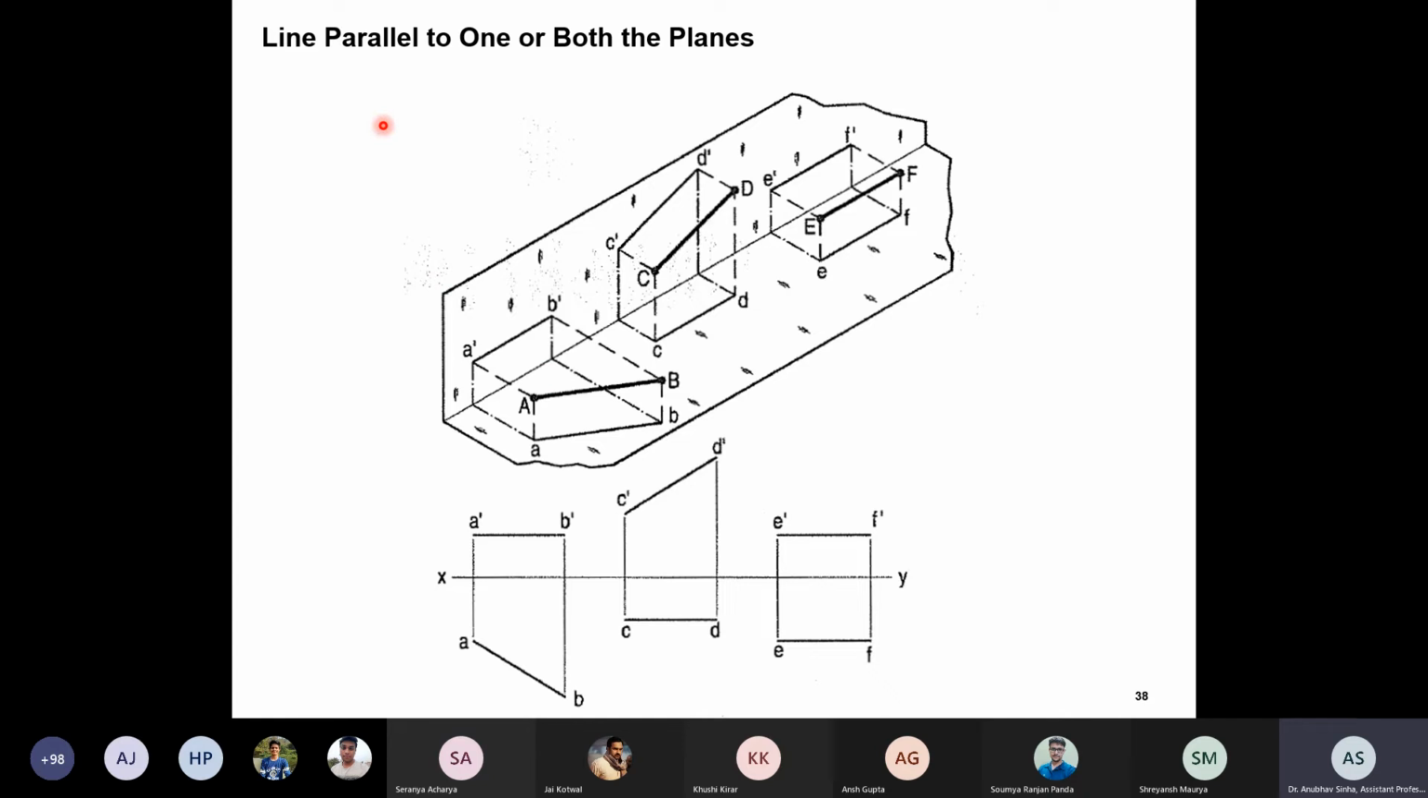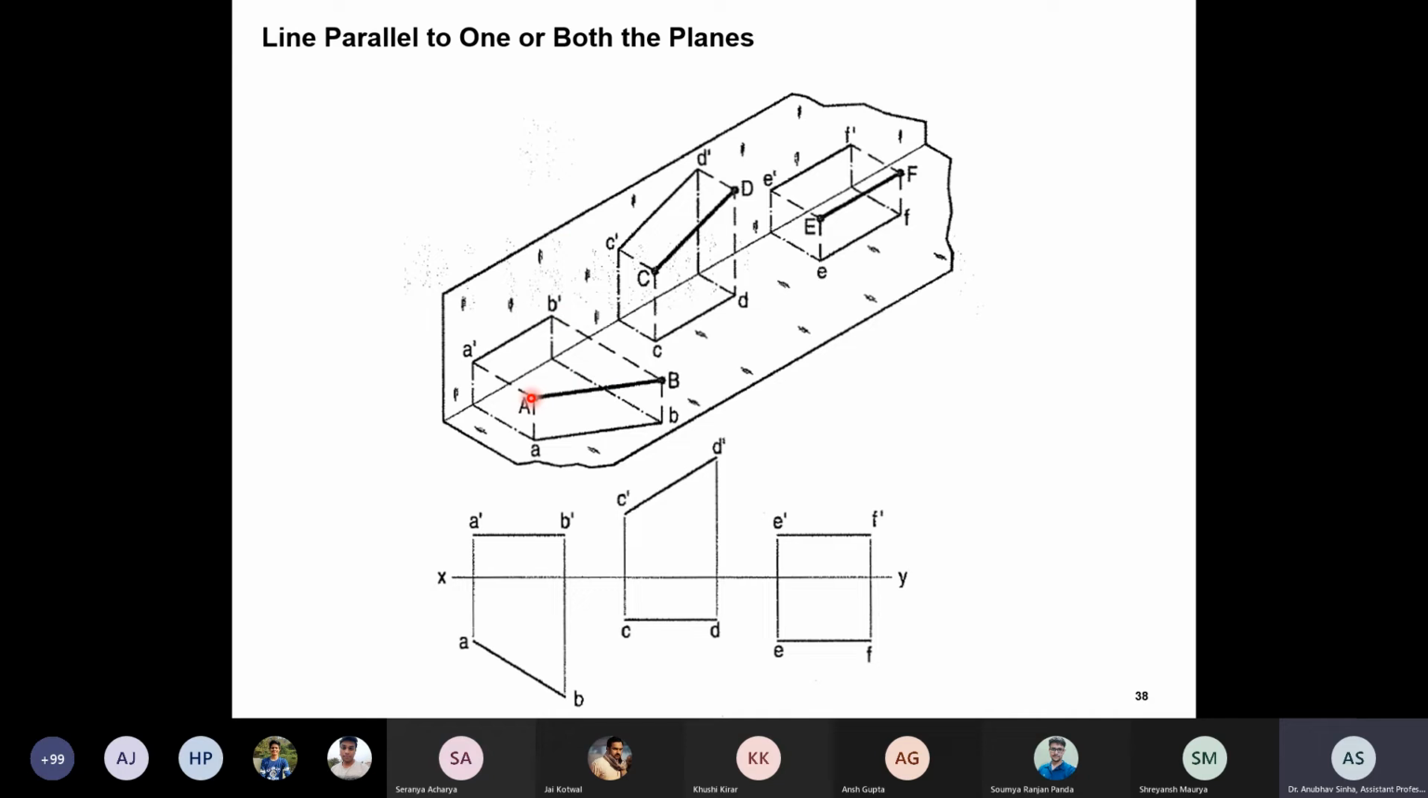Considering the first case, let us say that we have a line which is parallel to one or both of the planes. And again we are talking about the first quadrant, because we are above the horizontal plane and in front of the vertical plane. So this is very clearly in the first quadrant.